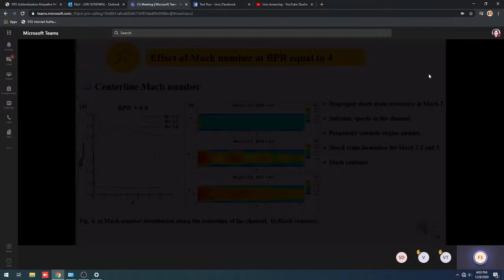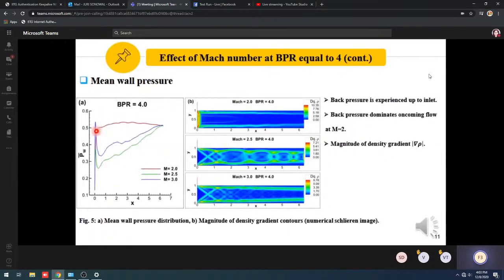Figure A highlights the variation of mean wall pressure at different Mach numbers for BPR equal to 4. From the figure, we can observe that for Mach 2, the wall pressure suddenly rises up to the value of back pressure specified at the channel exit. This clearly indicates that for Mach 2, the effect of back pressure specified at the exit of the channel is felt up to the inlet, whereas for Mach 2.5 and 3, the mean wall pressure increases steadily from the inlet to the exit.